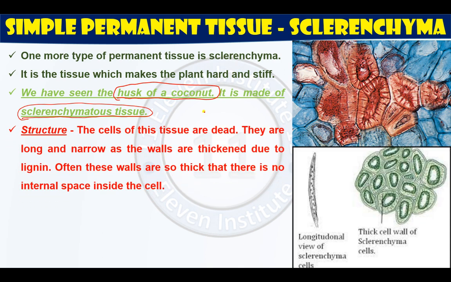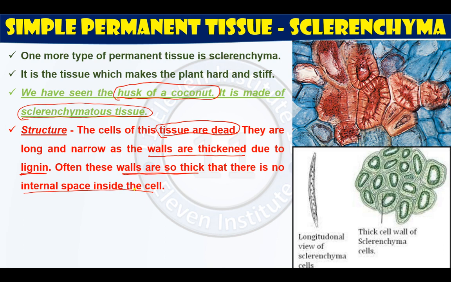Structure. The cells of this tissue are dead. Yes. The cells of this tissue are dead. In parenchyma they were living. In collenchyma they were living. Right. Next. They are long and narrow as the walls are thickened due to lignin. Often these cell walls are so thick that there is no internal space inside the cell.